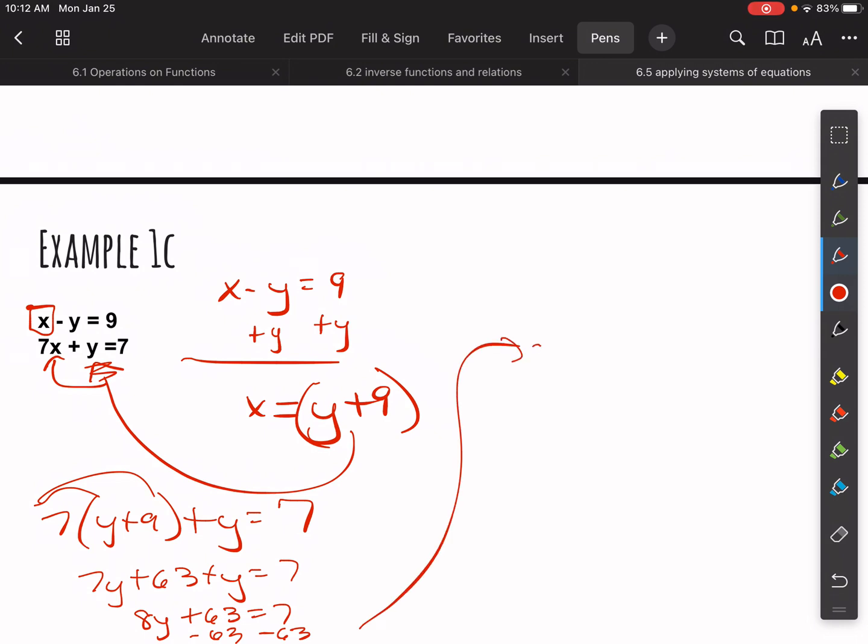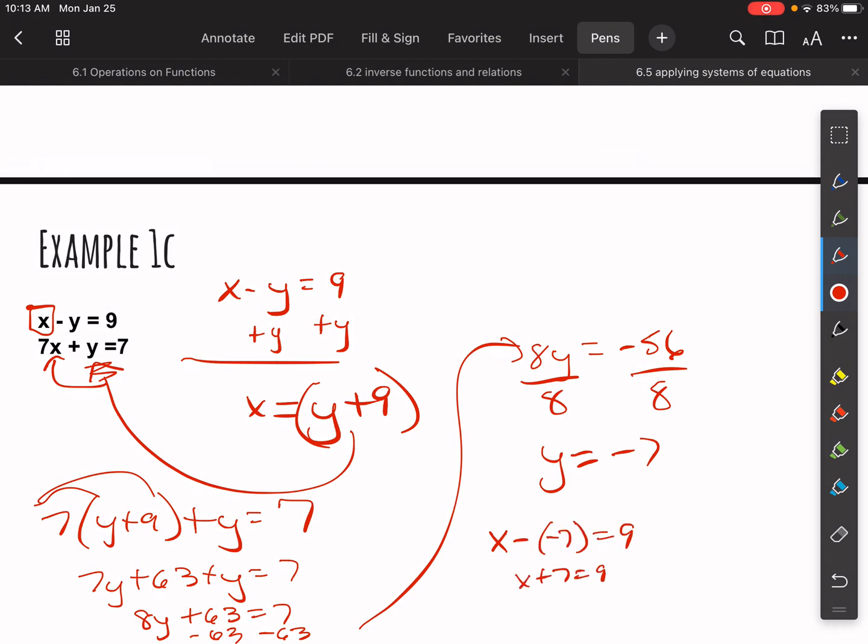So I end up with 8y is equal to, if I subtract 63 there, let's see, what do I get? 56, negative 56. Divide both sides by 8, and I get y is equal to negative 7. If I plug that back in, x minus negative 7 equals 9. X plus 7 equals 9, x equals 2. Okay, so my answer here would be 2 comma negative 7 for this one, and I did a substitution.